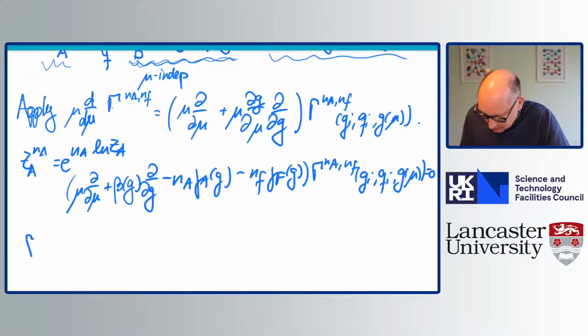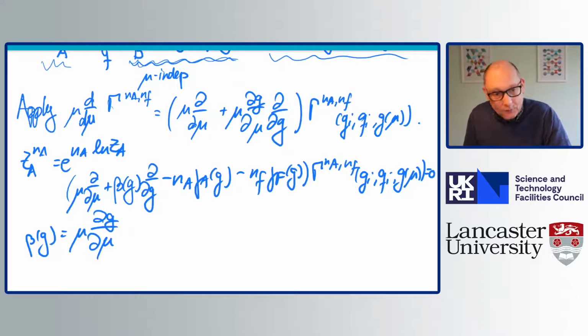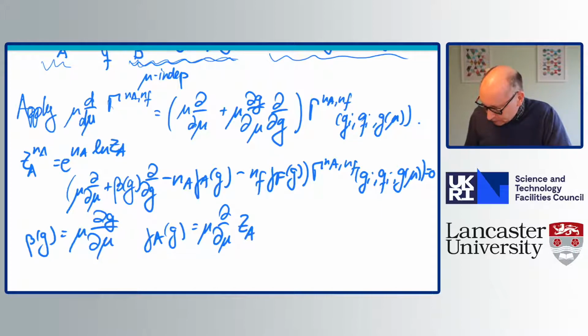Here, β of g is just a shorthand notation for μ times the derivative of the coupling with respect to μ. And γ_A of g is μ d/dμ of the multiplicative renormalization factors.